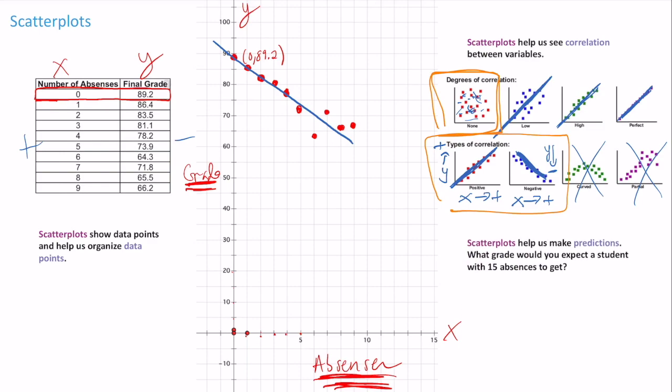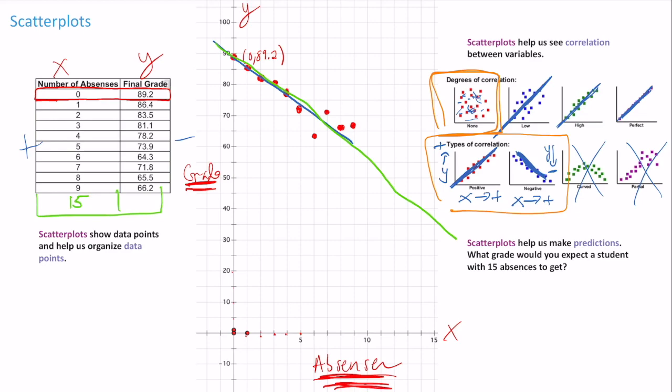The last thing we're going to focus on is this, and this is the most important thing. We use scatter plots not just to show what has happened, but because they help us make predictions in the future. And so we could ask this question: what grade would you expect a student with 15 absences to get? So notice our chart didn't go to 15, right? So you could say, well, I don't know because I don't have the chart. But once we plot it on the scatter plot, we can see that there's this pattern. And that pattern can kind of extend. So I could just take this line and I could just keep going, right? And again, it's not perfect. I'm just trying to do my best to stay in line there.